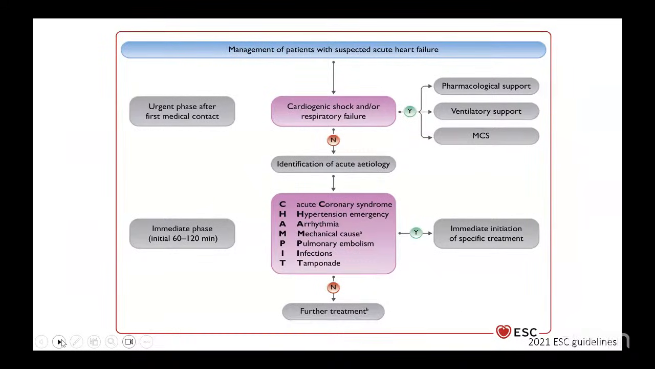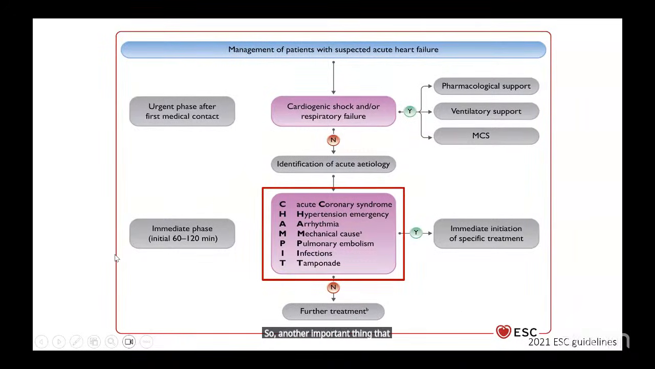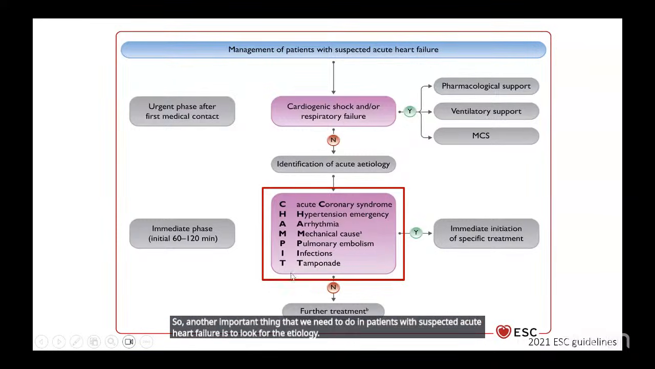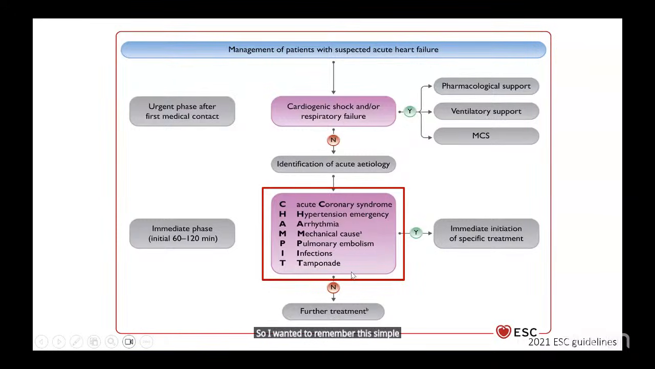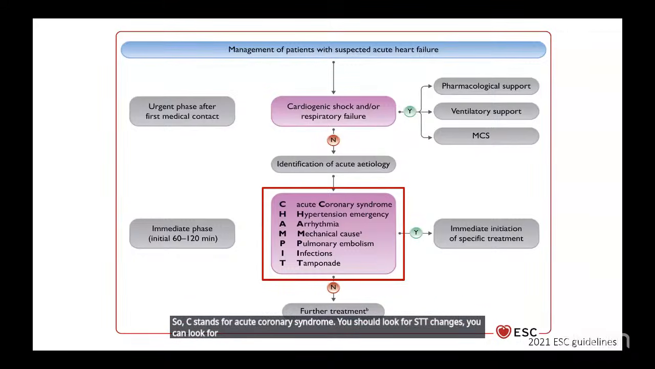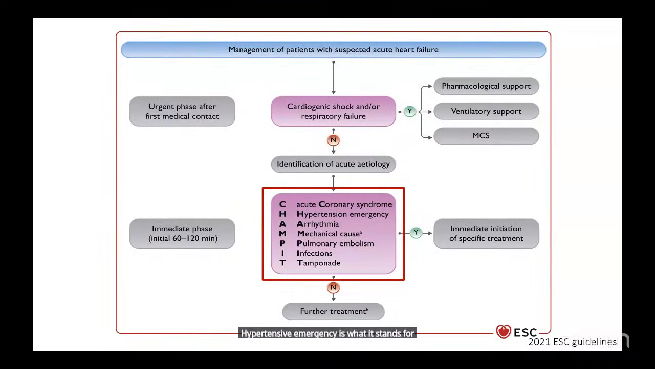So another important thing that we need to do in patients with suspected acute heart failure is to look for the etiology. So I want you to remember this simple mnemonic, CHAMPIT. C stands for acute coronary syndrome. We should look for ST-T changes. We can look for a troponin elevation. H stands for a hypertensive emergency. A stands for an arrhythmia.